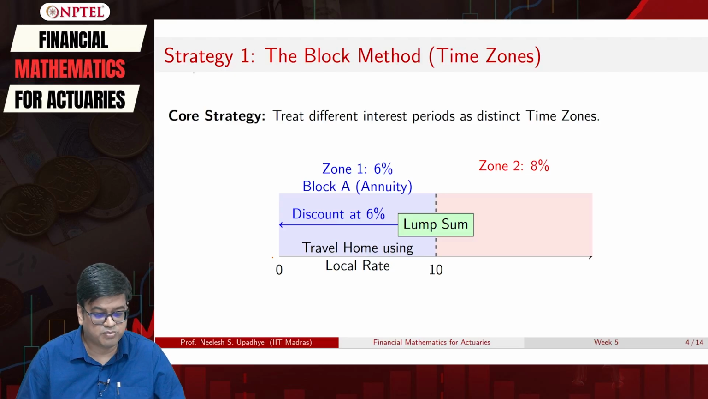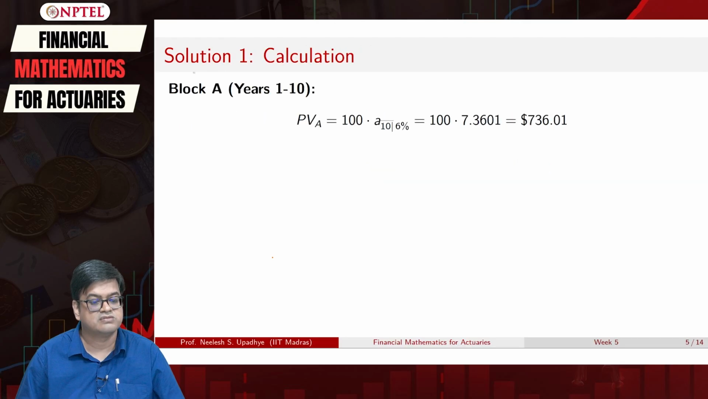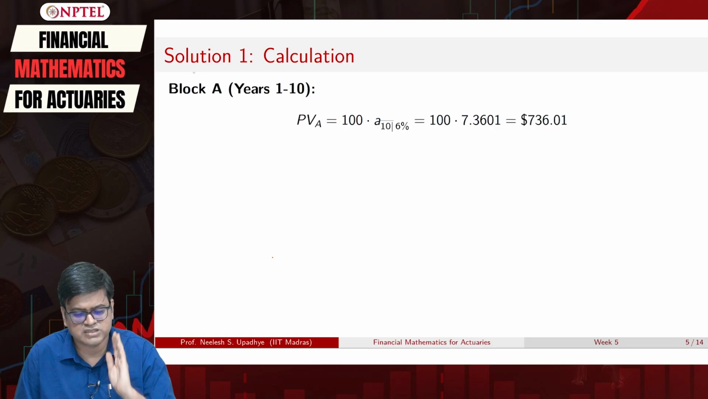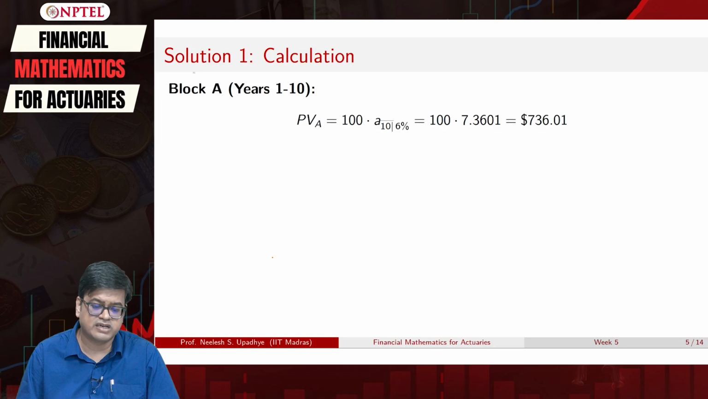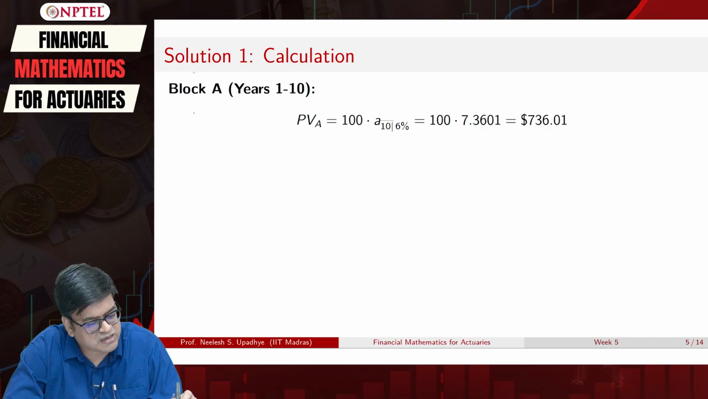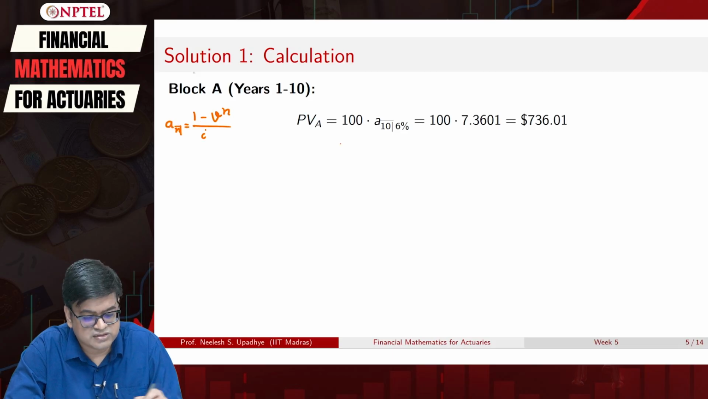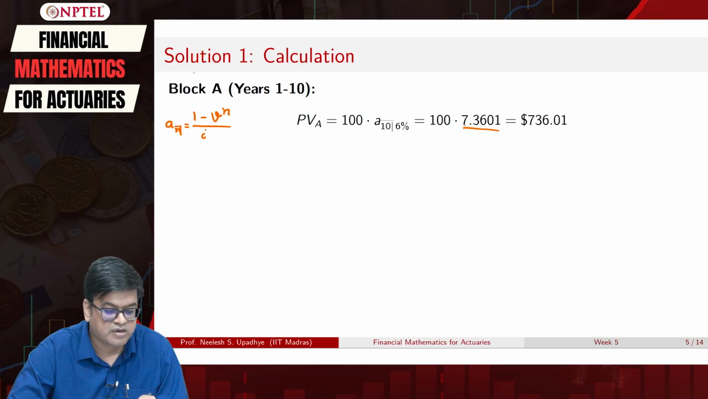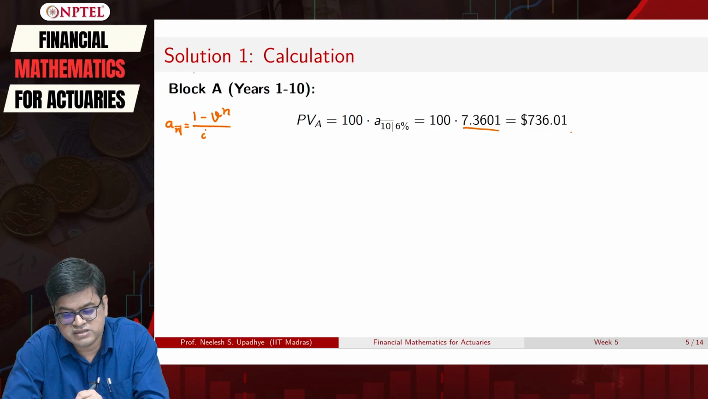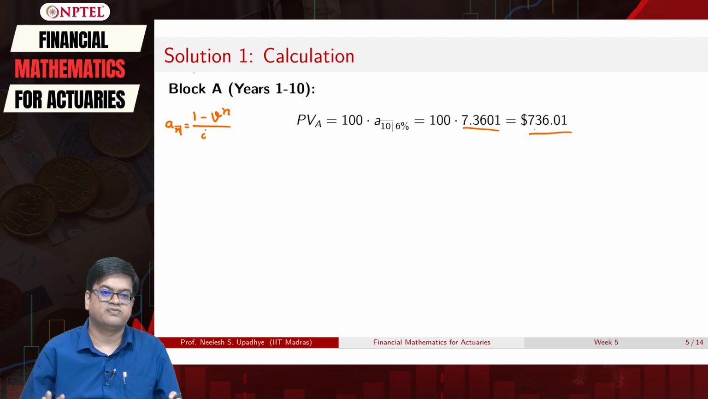Let us handle block A first. The first 10 years are very clear. I have a 6% interest rate and I know how to calculate the annuity for that, right? You are already familiar. For completeness, I will write (1 minus v raised to n) upon i. That's the formula that I will deploy, and this is going to be a angle n. So n becomes 10, i becomes 6%, you apply that formula, you will get this factor. Multiply it by 100, you get this answer. So it's very clean, there is no confusion here.